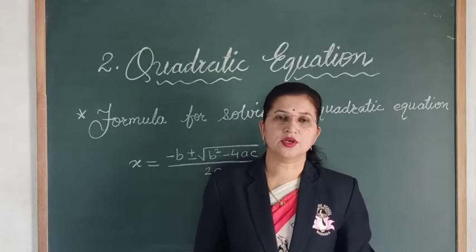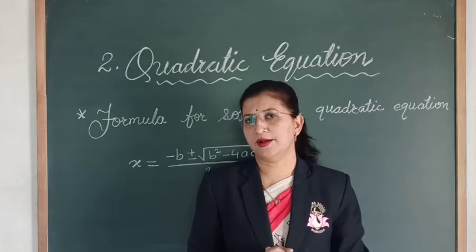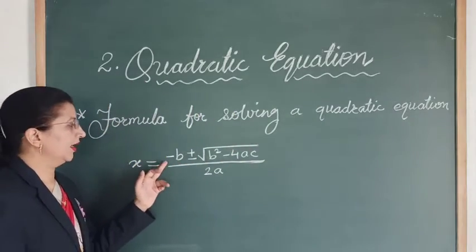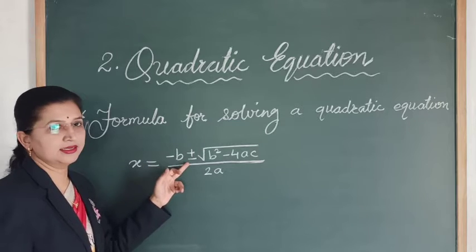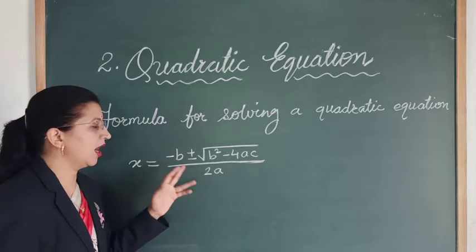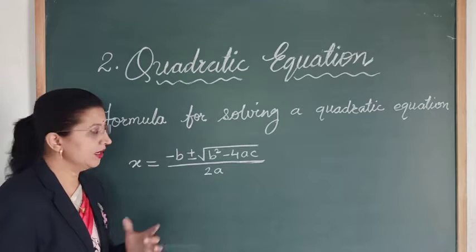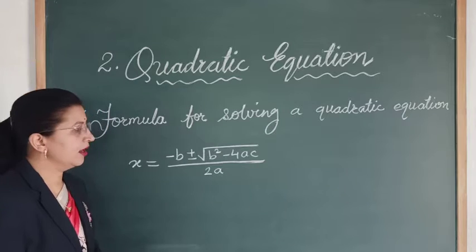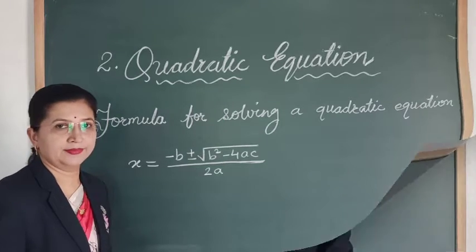Dear students, to solve the quadratic equation by formula, the formula is x is equal to negative b plus minus under root b square minus 4ac upon 2a. Okay, this is the formula to solve the quadratic equation. Now let's see how this formula came.